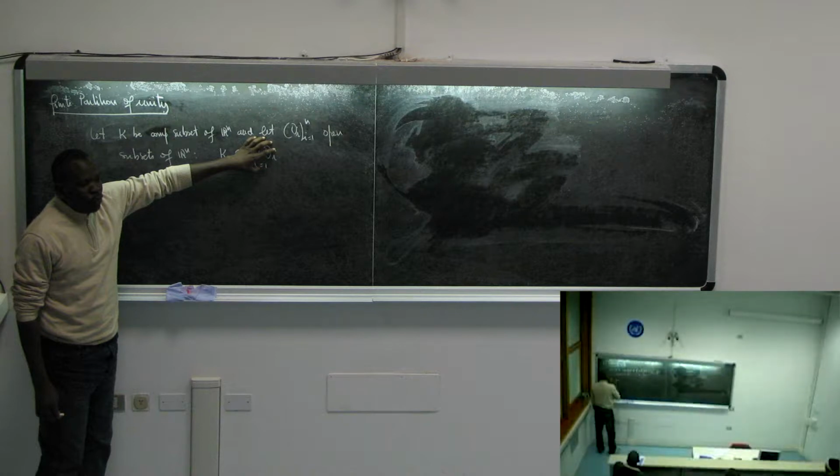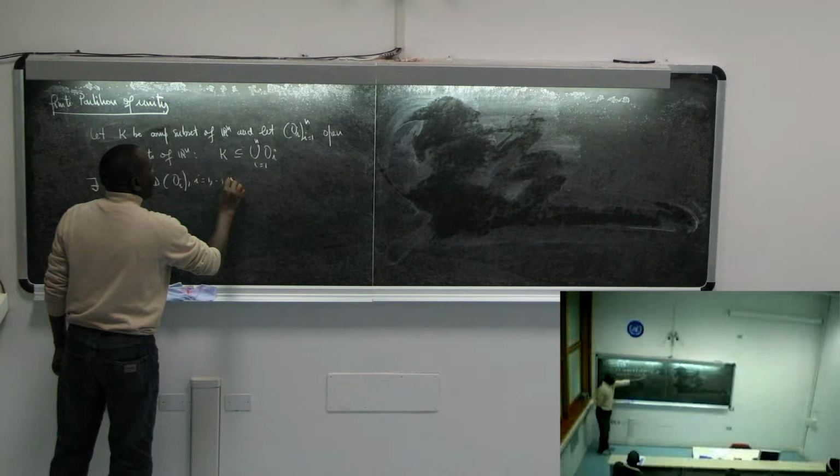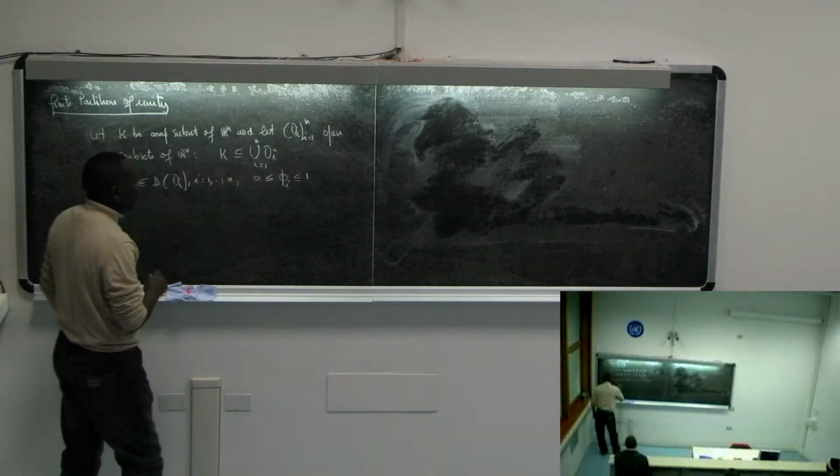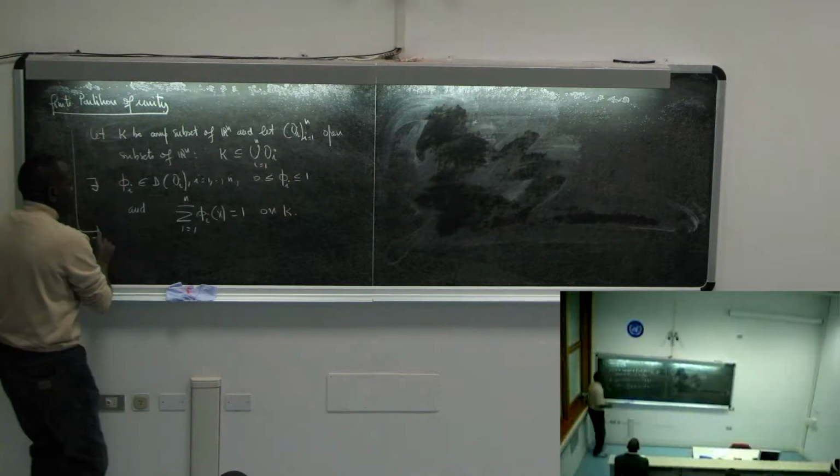phi_i belonging to D of O_i for i equal 1 to n. For each i there exists a function phi_i, a C infinity function with compact support in O_i, phi_i is between 0 and 1, and the sum for i equal 1 to n of phi_i of x is equal to 1 on K. This is the partition of unity.